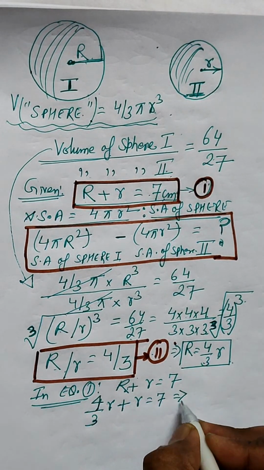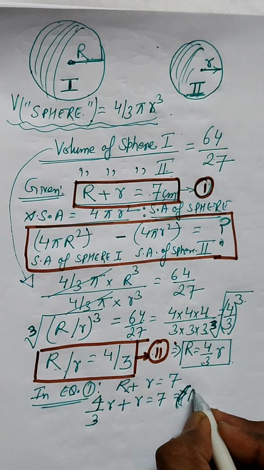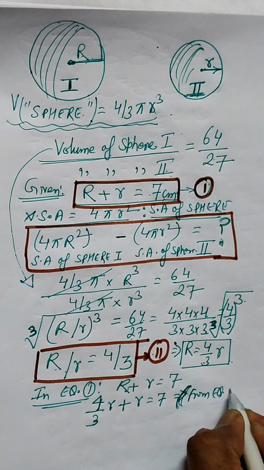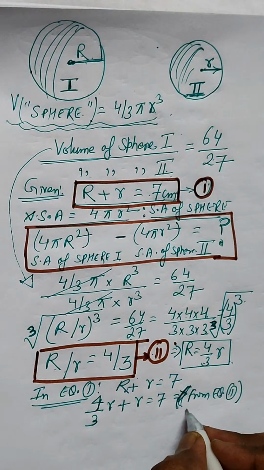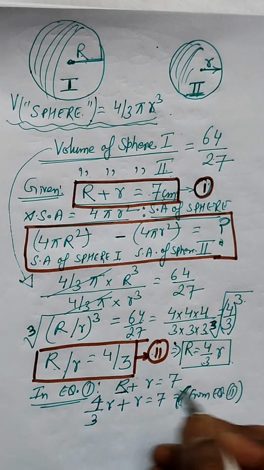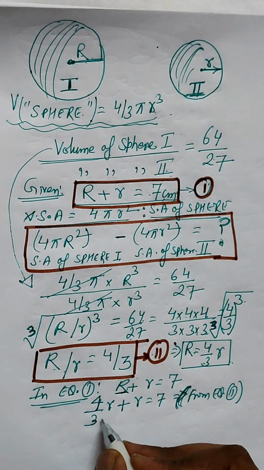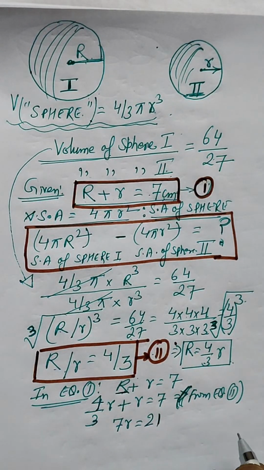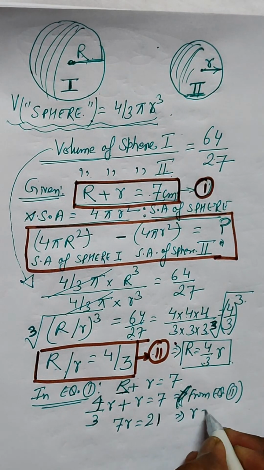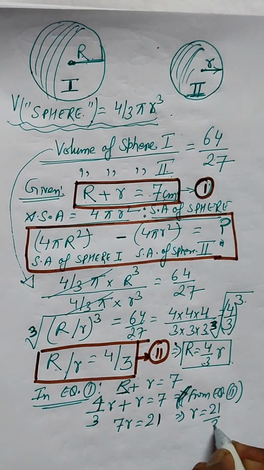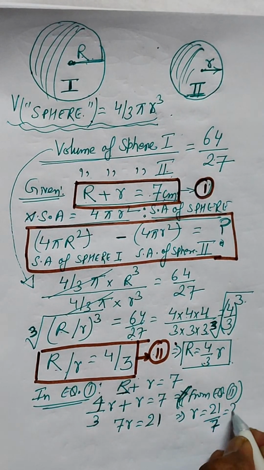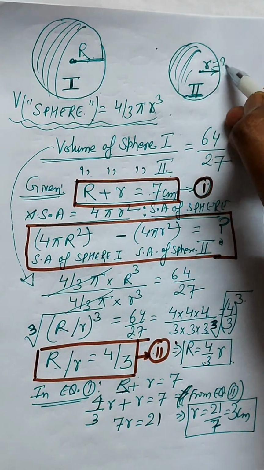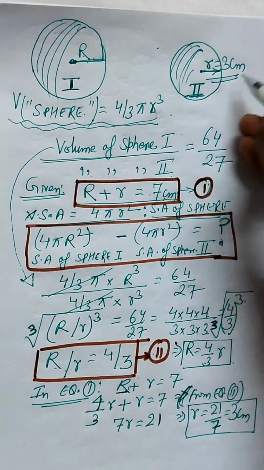So this step is taken from equation 2, where the value of R is kept. When you solve it, 3 plus 4, 7r equal to 21, right? So this will give you the value of small r as 21 by 7, which will be equal to 3 centimeter. So the value of small r equal to 3 centimeter is calculated over here, right?